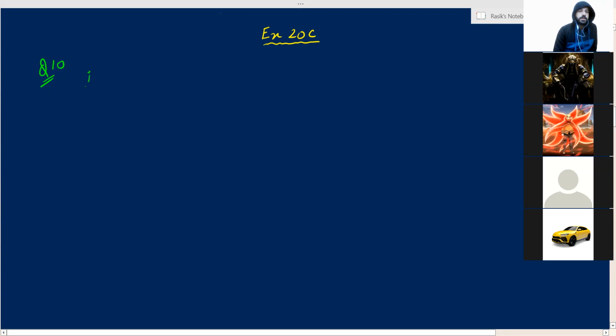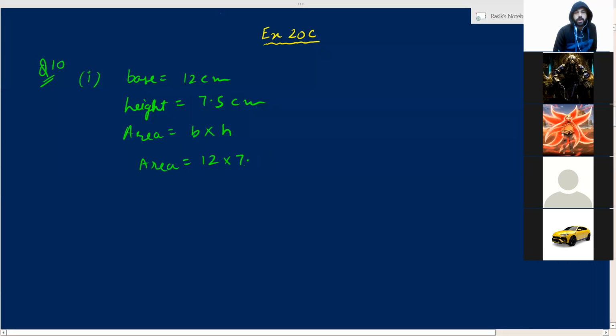Okay, understood, everyone? Yes, sir. Question 10, first part, the side of the rhombus, so we can also say this is the base of the rhombus. Base is 12 centimeters and the height of the rhombus is given 7.5 centimeters. We can use the same formula, base into height. So area is equal to 12 into 7.5, 6 into 15, 90 centimeters square.